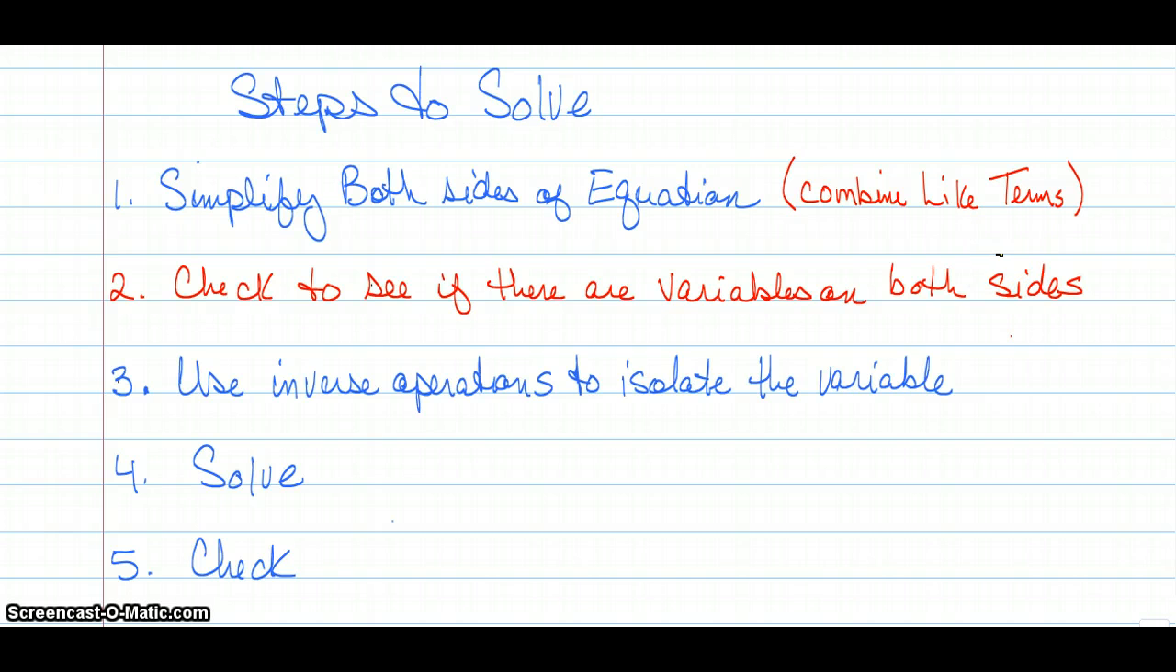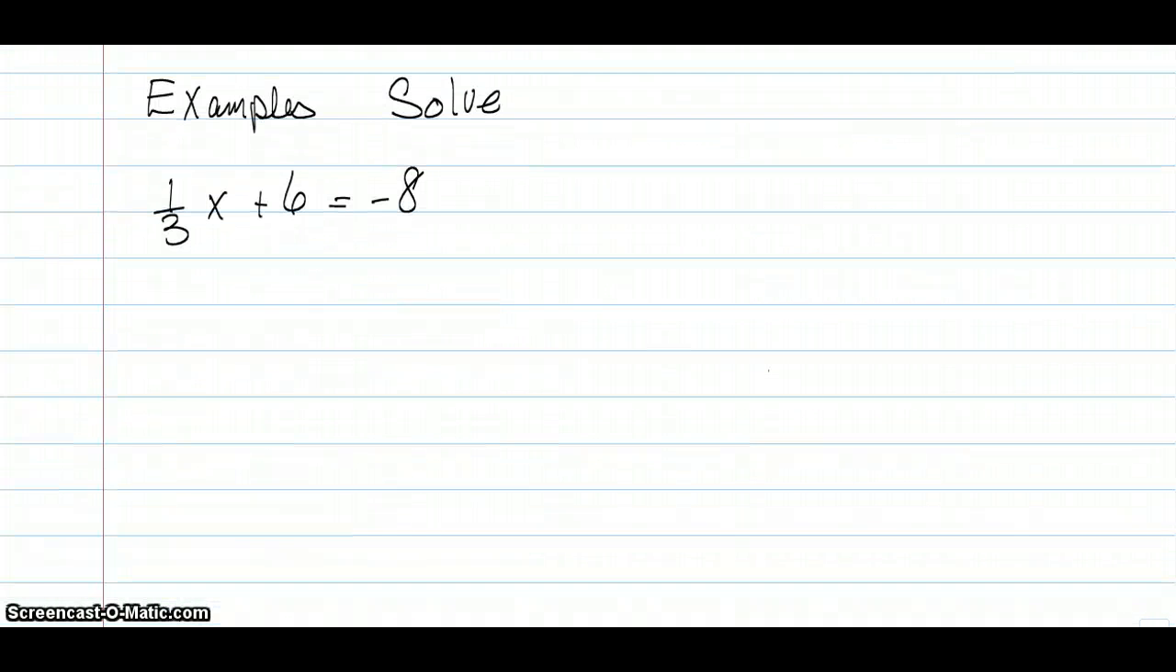Now the second thing you're going to do is check to see if there are variables on both sides. Step 3, we're going to use inverse operations to isolate the variable. Step 4, we're going to solve. And step 5, we're going to check our work. Okay, your directions are just simply going to read to solve.